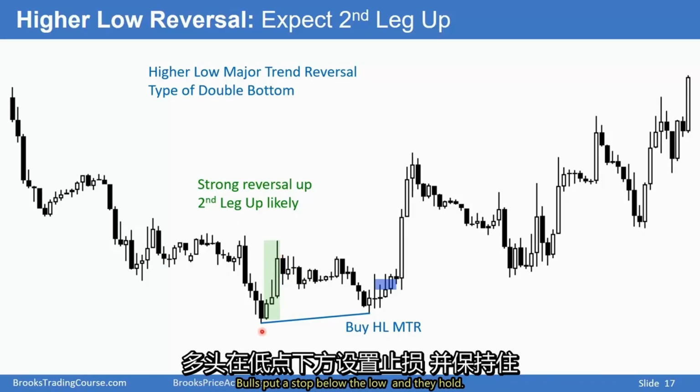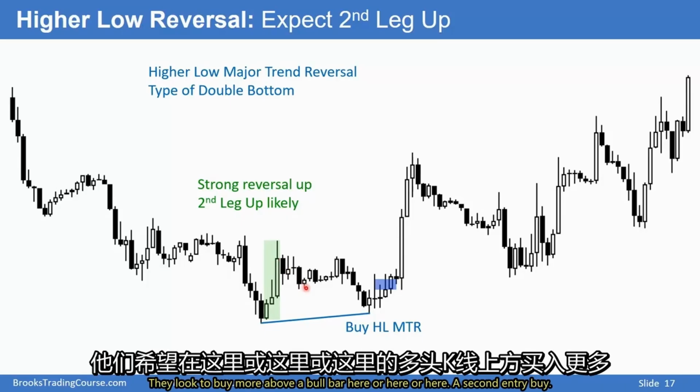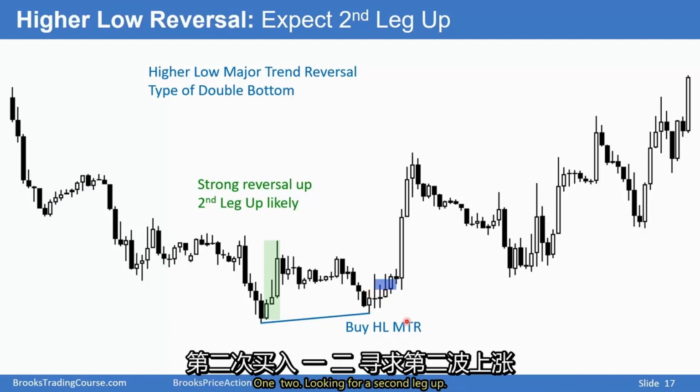Bulls put a stop below the low, and they hold. They look to buy more above a bull bar here, or here, or here. A second entry buy, 1, 2, looking for a second leg up.